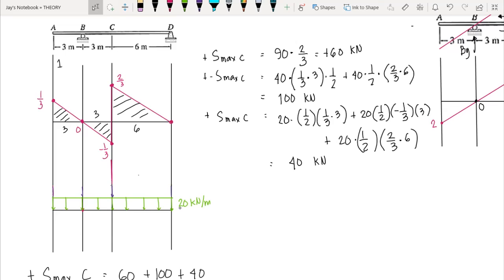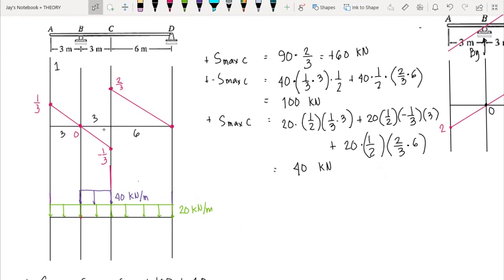Now in this case, our uniformly distributed live load should be placed under the negative area of the influence diagram. So in this case, we put our live load between B and C because this is the location of the negative area. So we have our live load at B to C. This one is 40 kilonewton per meter.